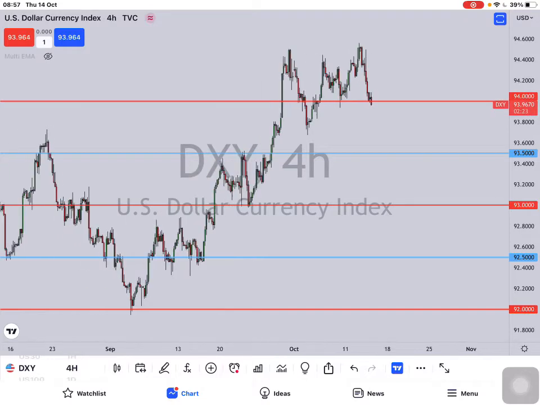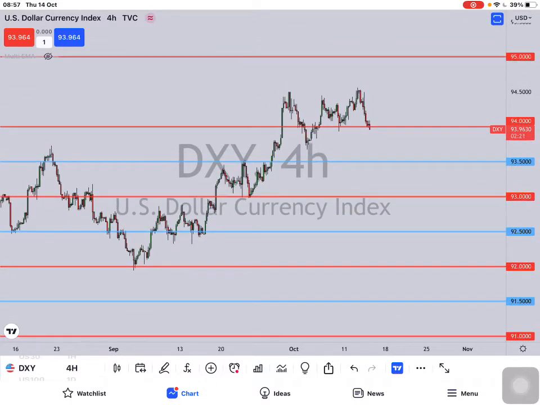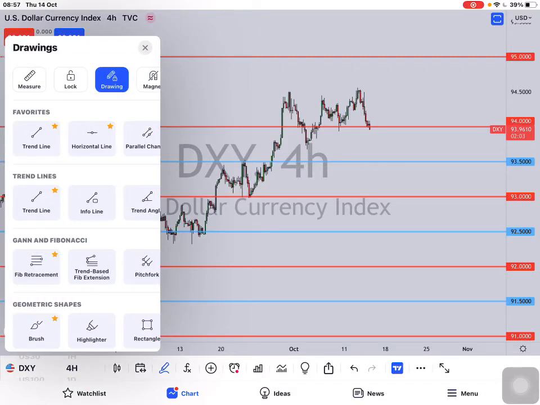So, what we have here, first of all, is the dollar index, the DXY. Because most of the pairs that I trade have to do with the dollar, this is why I first take a look at the dollar index and see what exactly we have. So I'm just going to do a quick analysis on the dollar index, then move on to the pairs that I actually trade.